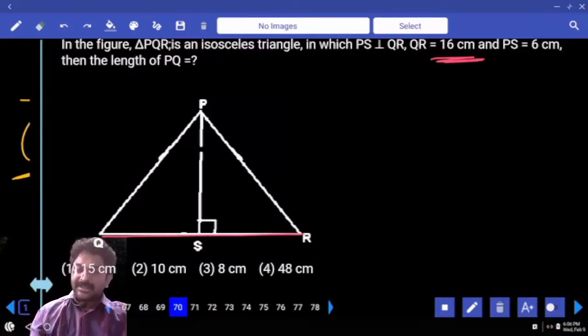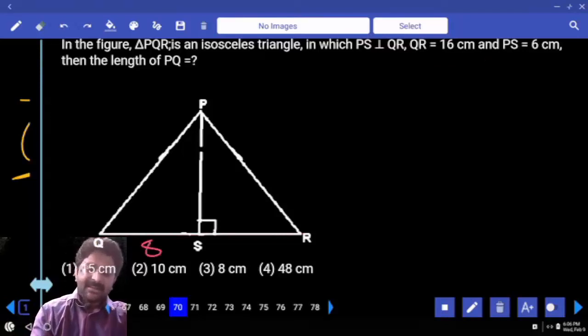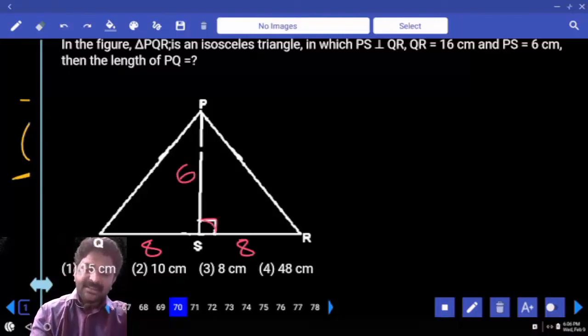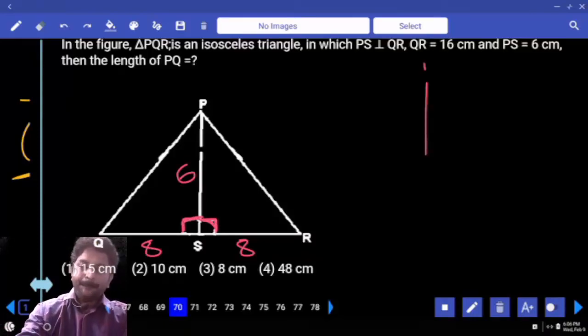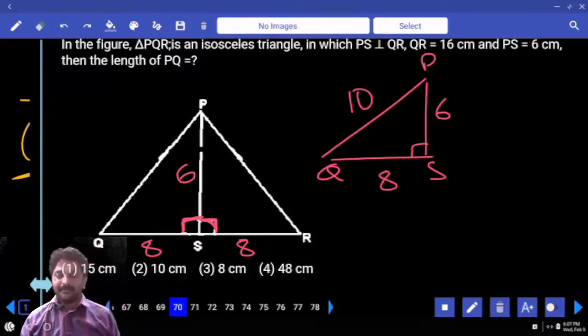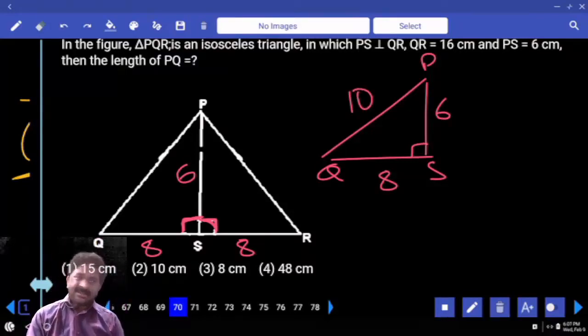Come on. If it is 16, that will be equally divided, right? 8 and 8. PS value mentioned as 6. If here the right angle, then the other side also there will be right angle. Then if you consider PSQ triangle, which is a right angle triangle, 6, 8. What would be the hypotenuse? 10. PQ is equal to 10. Second option.